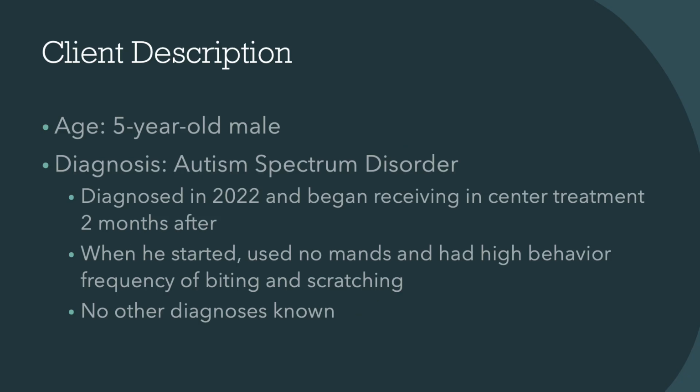The client that I chose for this assignment is a 5-year-old male that has an autism diagnosis. He was diagnosed in 2022 and began receiving in-center treatment 2 months after the diagnosis. When he first began ABA therapy, he used no mands and had high behavior frequency of biting and scratching. This behavior was eventually brought down by using ECT in order to gain his compliance and reduce his behaviors at the same time. The client has no other diagnoses known.